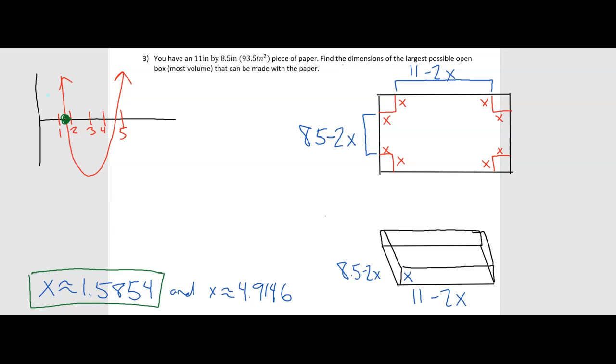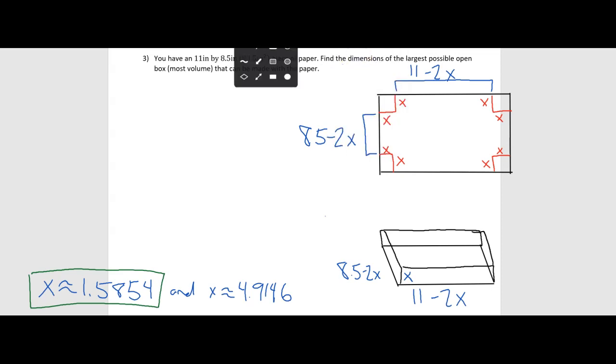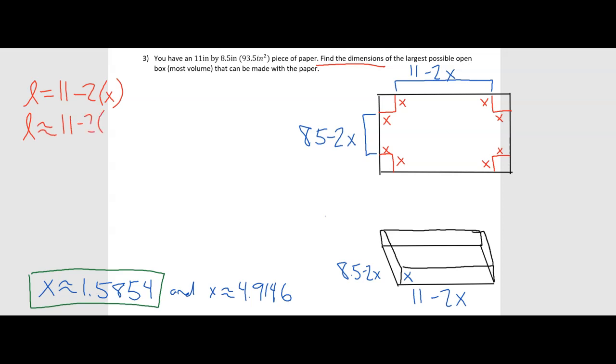So we know the x value that we need to use, and now we just need to find those actual dimensions. It just says find the dimensions. It doesn't say find the actual volume. It just says find the dimensions of the largest possible open box. So we know that our length was equal to 11 minus 2x. So that means our length is approximately equal to 11 minus 2 times 1.5854. And that's going to give me an approximate length of 7.829 inches.